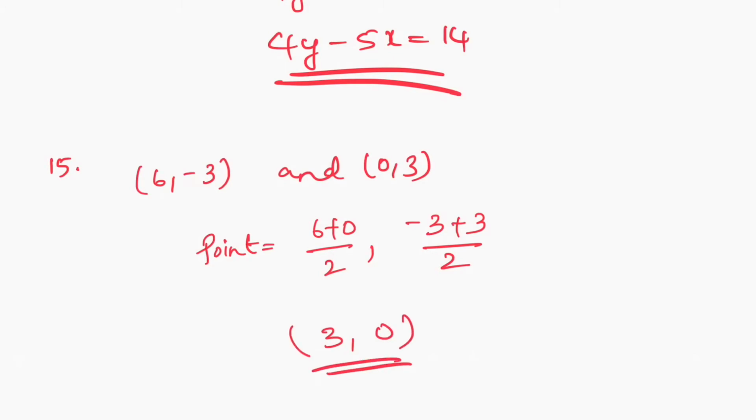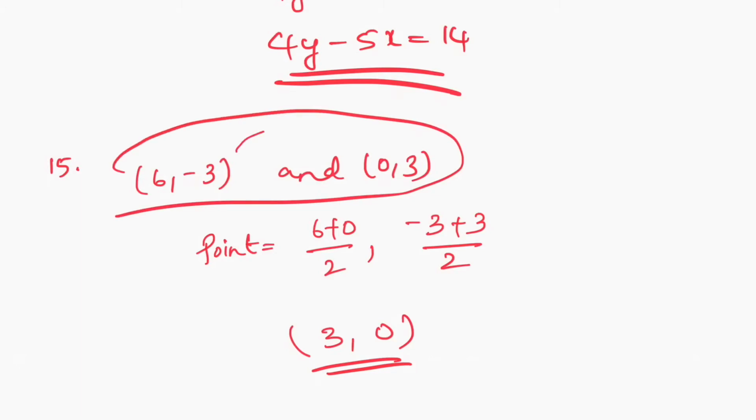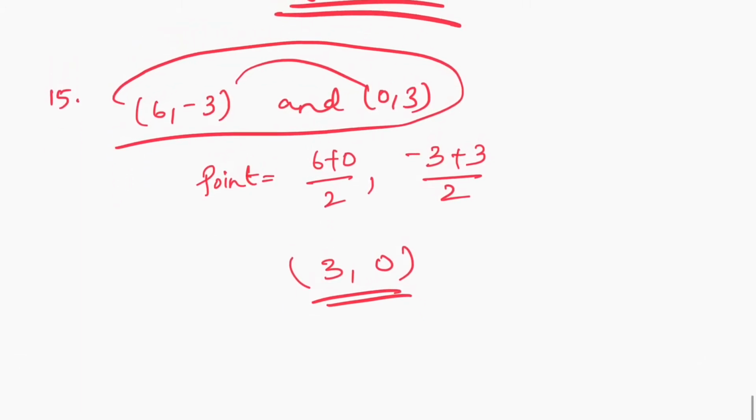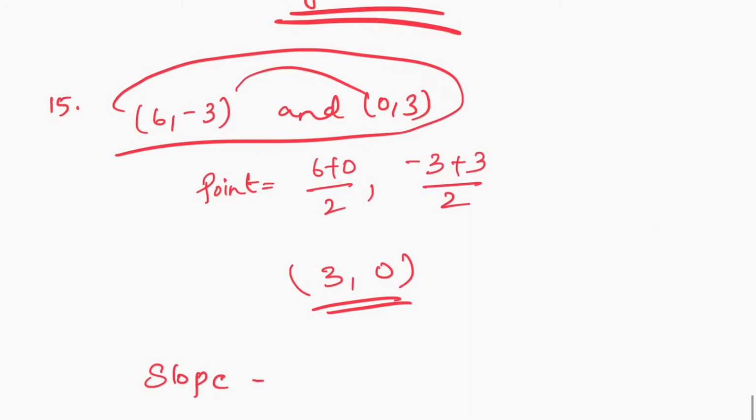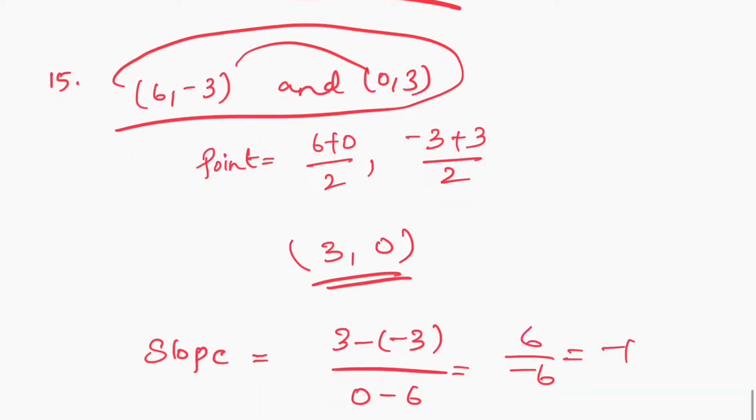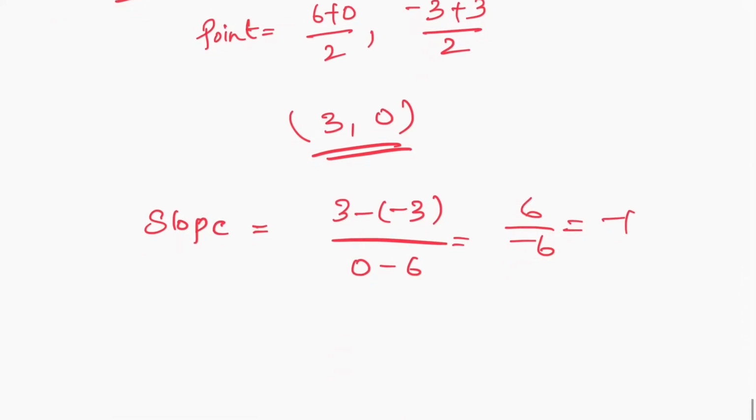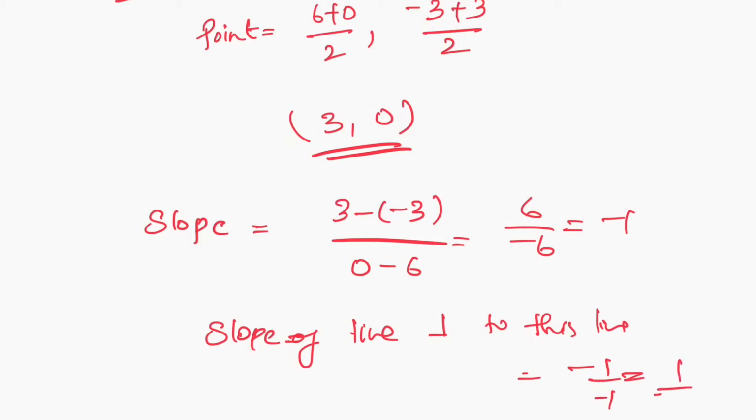Now perpendicular bisector of this given line, right? Using this line we can get the slope. So slope of the first line will be (3 - (-3))/(0 - 6), that is equal to 6/-6 = -1. So the line is perpendicular to the given line, so slope of the line perpendicular to this line will be -1 by -1, that is equal to 1.